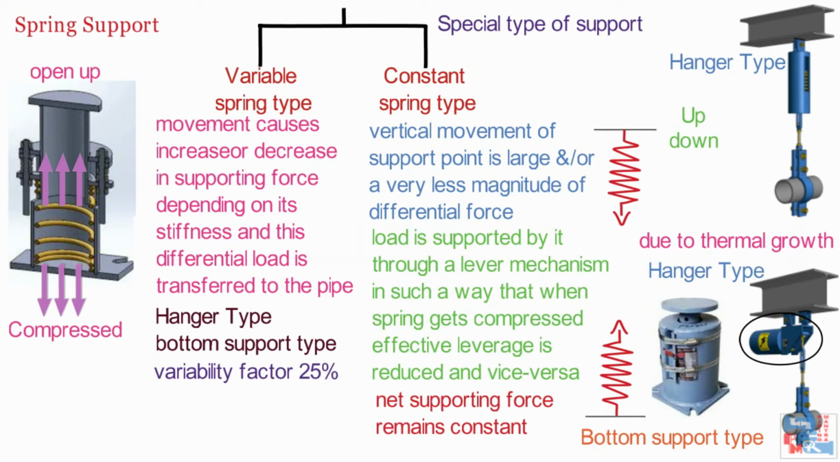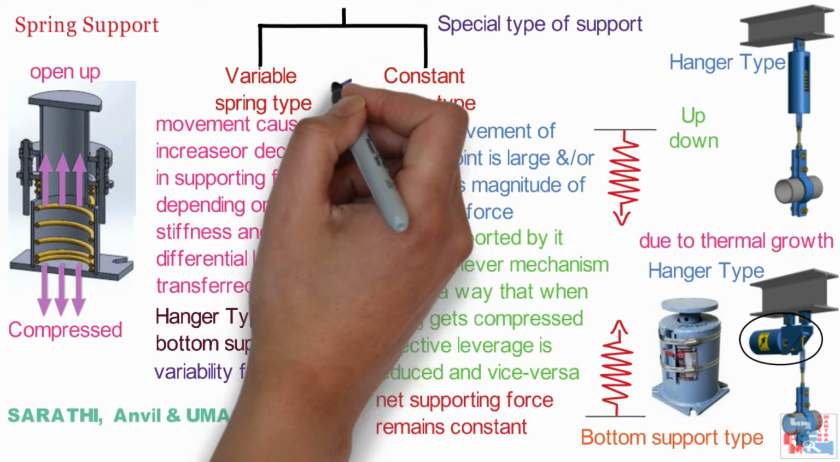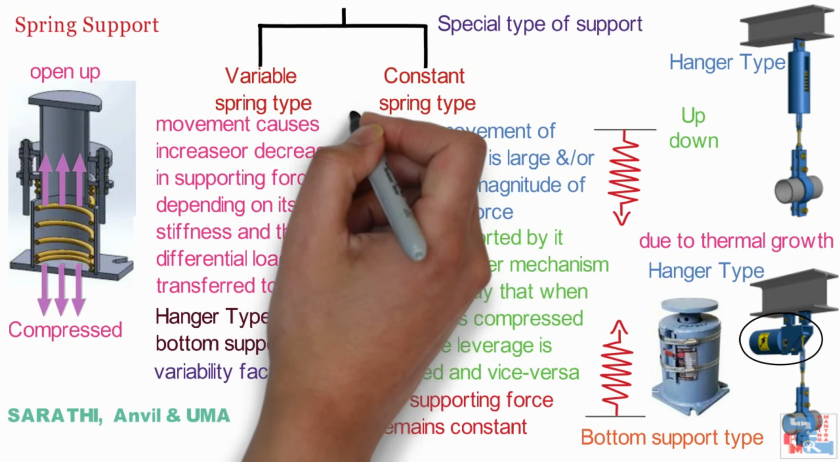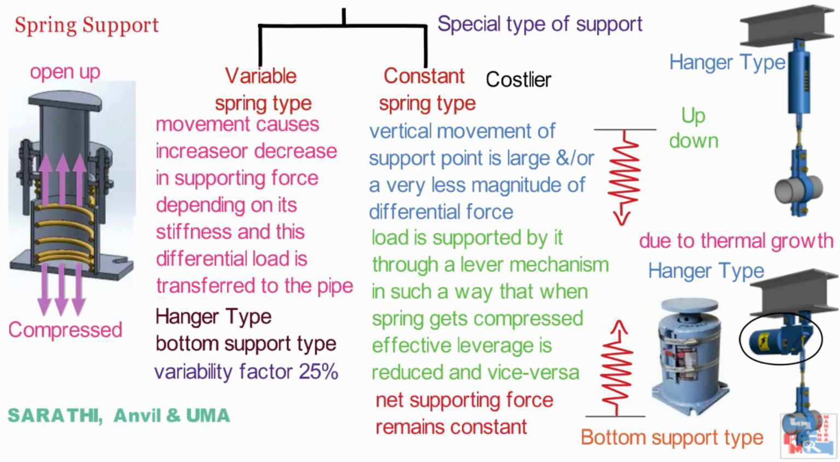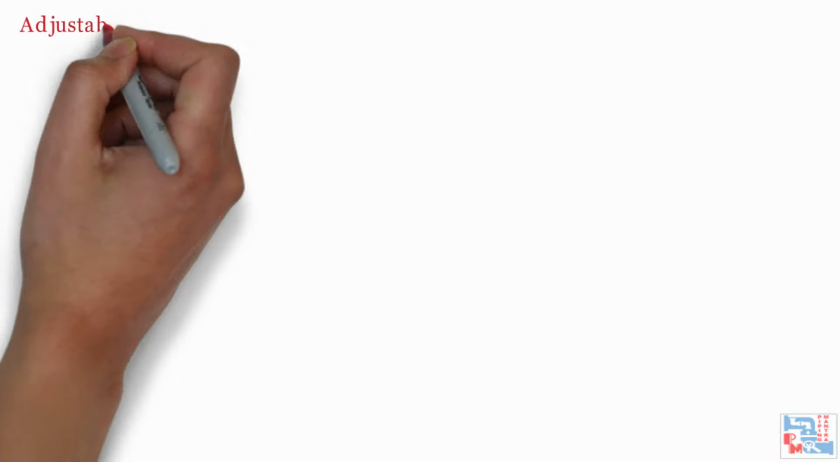These are better described or shown in manufacturers' catalogs: Sarthi, Anvil, and UMA, whose catalogs for all of the above are available. From all the above description, it may create the impression that constant spring supports are better than the variable spring supports. However, it is not so. The reasons are that constant support is costlier than variable spring supports, and they cannot adjust themselves to actual variation in loads. Now comes adjustable supports.